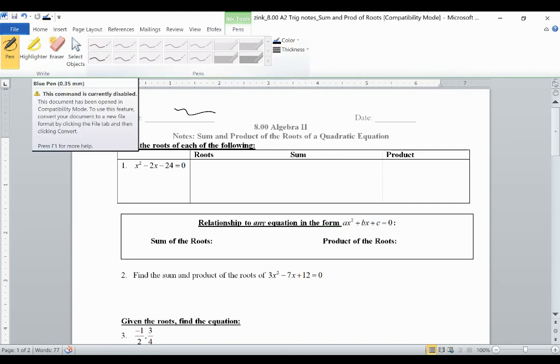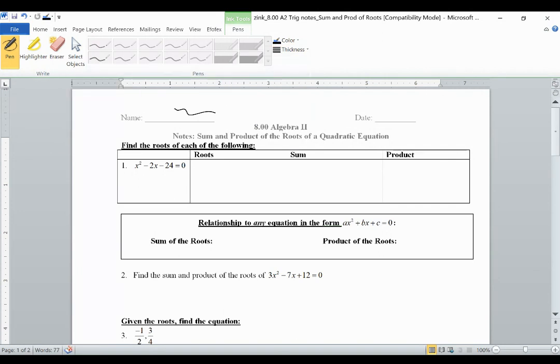Okay, so to find the roots of each of the following, and there's just one of them, we're going to factor, so using guess and check. So let's take this and say what multiplies to negative 24 and adds to negative 2. Well, that's going to be negative 6 and positive 4.